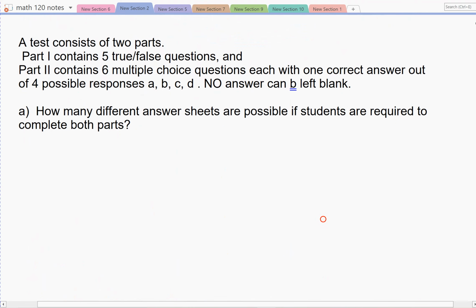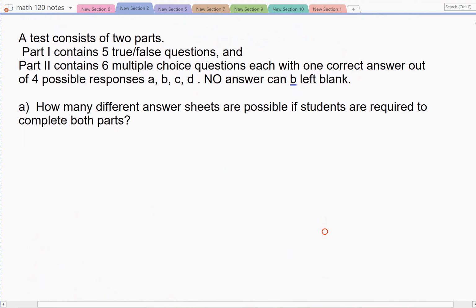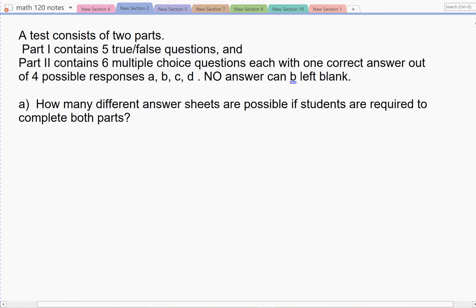All right, the last part of this particular set of notes is figuring out how many possible test answer sheets there are. We like these types of questions, kind of like rolling a dice and flipping a coin. Suppose I have a test that consists of two parts. Part one is 5 true and false questions. Part two is 6 multiple choice questions, each with 1 correct answer out of 4 responses. There's one correct answer, but I have 4 choices, I can pick choice A, B, C, or D.